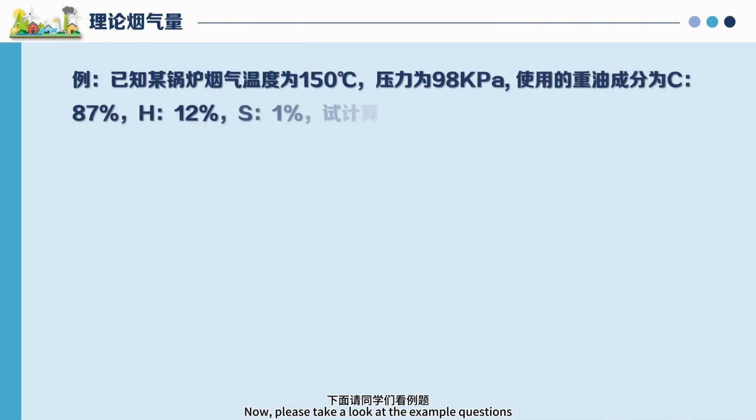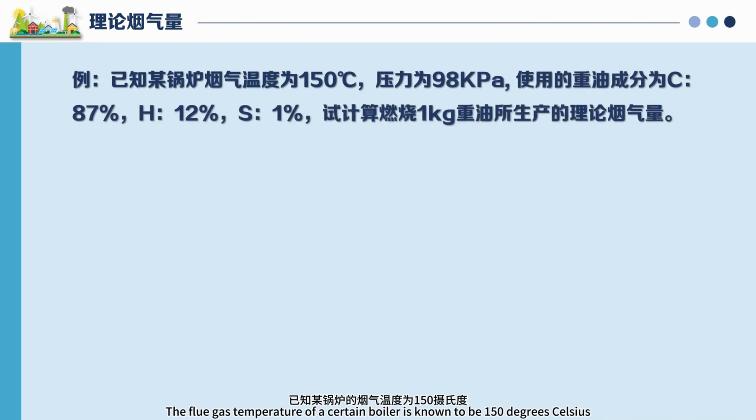Now, please take a look at the example question. The flue gas temperature of a certain boiler is known to be 150 degrees Celsius, and the pressure is 98 kilopascals. The heavy oil used contains 87% carbon, 12% hydrogen, and 1% sulfur. Calculate the theoretical amount of smoke generated by the combustion of 1 kilogram of heavy oil.